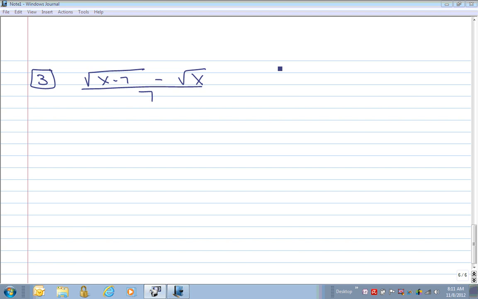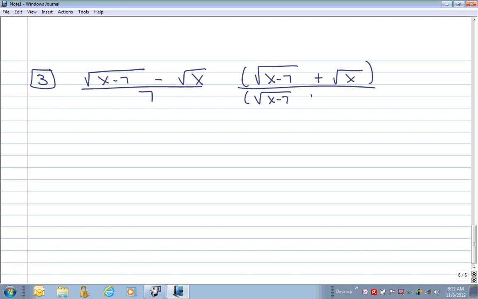So we're going to take this and multiply by its conjugate at the top. So the conjugate would be the square root of x minus 7 minus this, plus the square root of x. That would be the conjugate. And if I do that in the numerator, I will also do that in the denominator. So the square root of x minus 7 plus the square root of x.